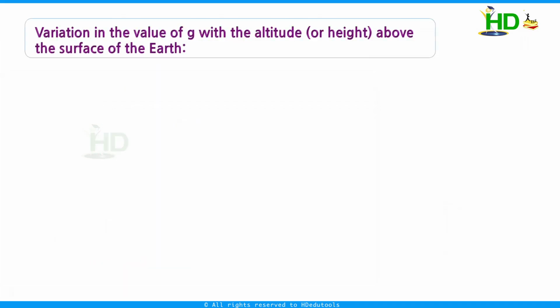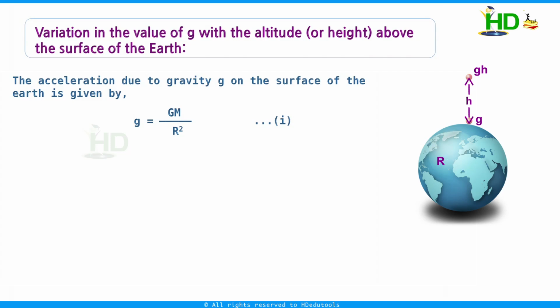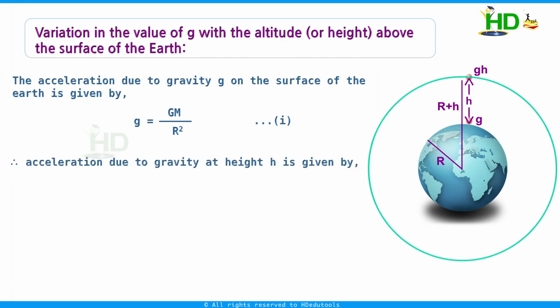Now we discuss the variation of the value of g with height. We know that the acceleration due to gravity on the surface of the Earth is given by g = GM/R², where R is the radius of the Earth, M is the mass, and G is the universal gravitational constant. Now, what is the value of g at height h from the surface? This is nothing but GM/(R+h)².